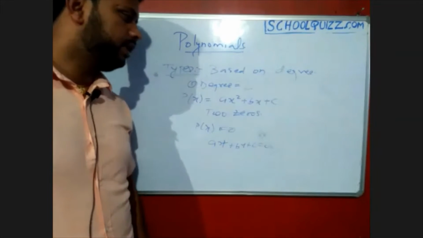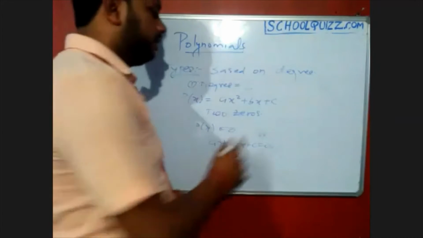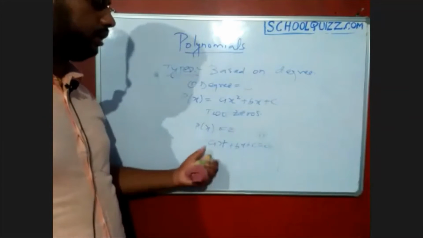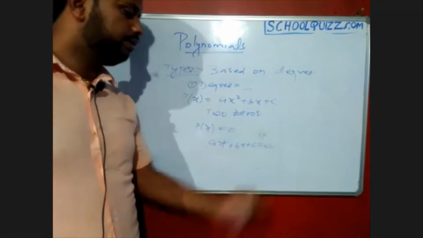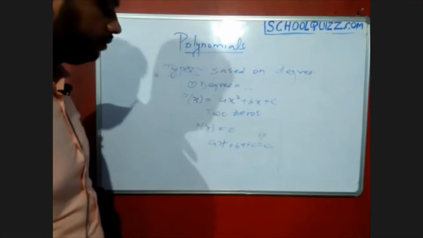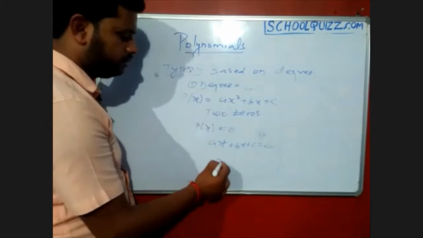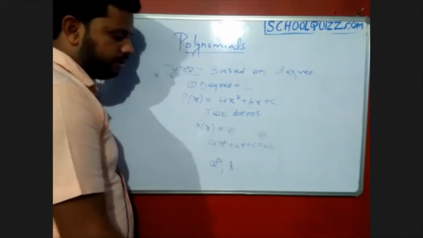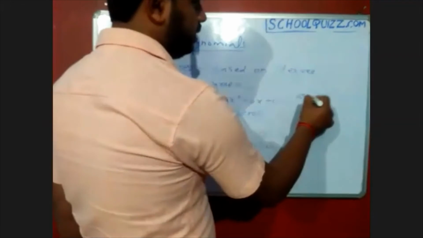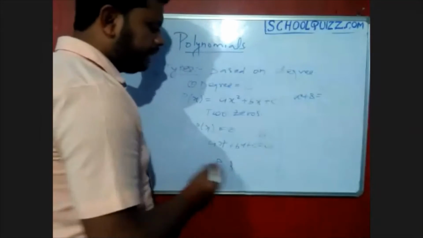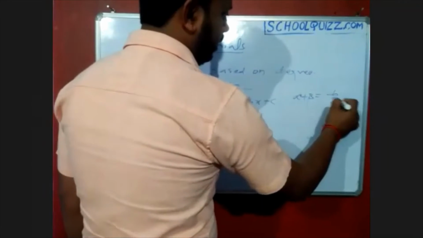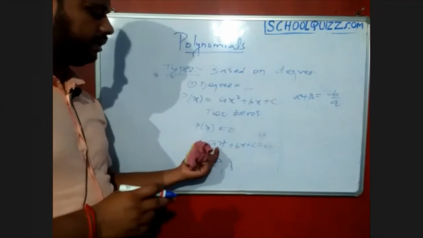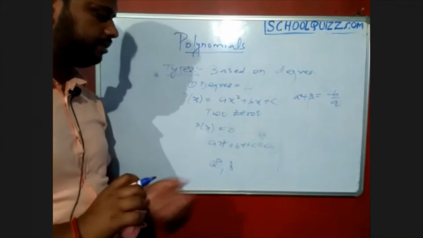One more thing: they will ask you to relate the coefficients and the zeros, that is, how to relate the coefficients and zeros of polynomials. Let alpha be one root of that quadratic polynomial and beta be the other root. We know that alpha plus beta equals minus b by a, and alpha beta equals c by a. How can we say minus b by a? Because we eliminate the a from the higher degree term.